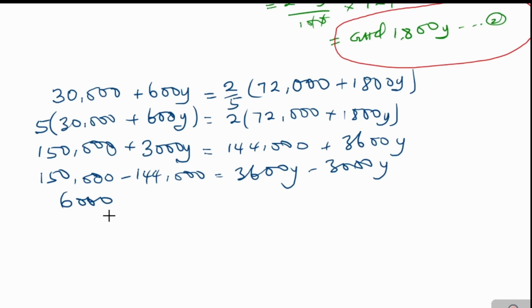and 3,600 minus 3,000 is going to give us 600y. Dividing through by 600, we are going to have our y to be equal to 10. And that solves our question A. Find the value of y. Y equals 10.